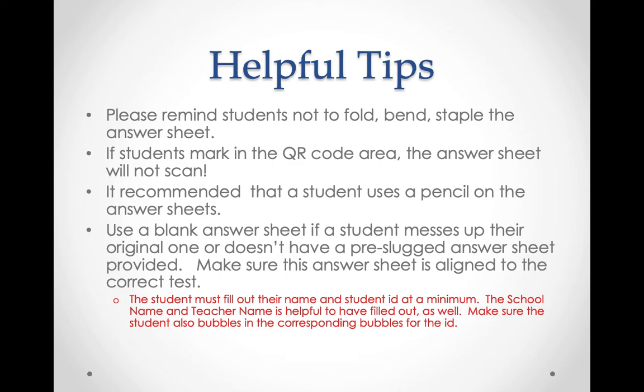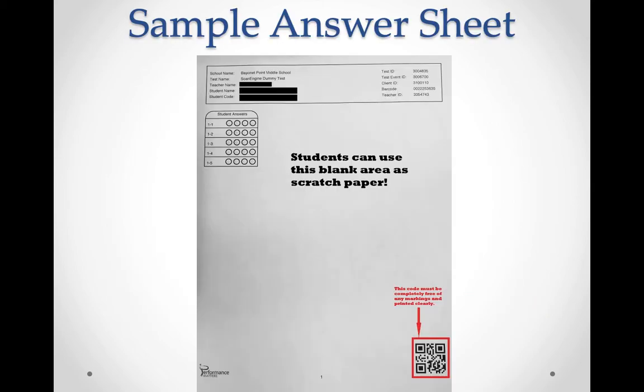This is for paper. Please don't let them fold up the answer sheets because they have to be scanned. There's a QR code at the bottom. Don't let them color on that. If it's not pre-slugged, or it doesn't already have the student's name on it, they have to write their name, and they also have to bubble their student number. If they don't bubble their student number and I scan it, it doesn't know where to send the score. So it's almost like they didn't take it. It shows up like they didn't take it.